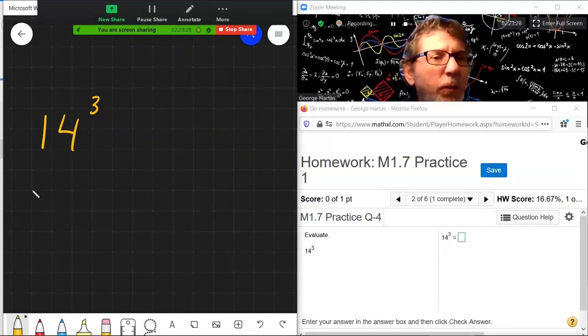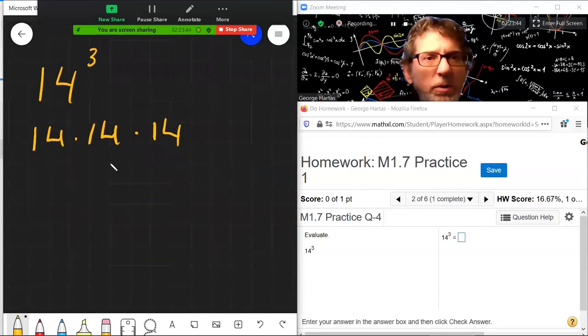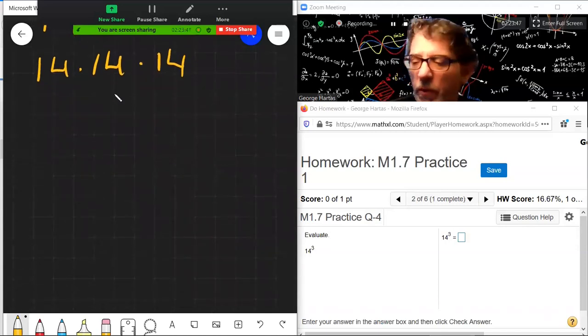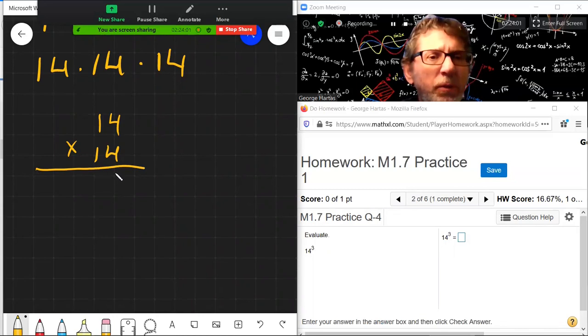Well, we know that 14 to the third power, or 14 to the exponent of 3, is the same as 14 times 14 times 14. Now, in order to find the answer to that, we definitely have to use multiplication techniques we learned before. So first, let's take two of these 14s. So 14 times 14. Well, what is that? 4 times 4 is 16.